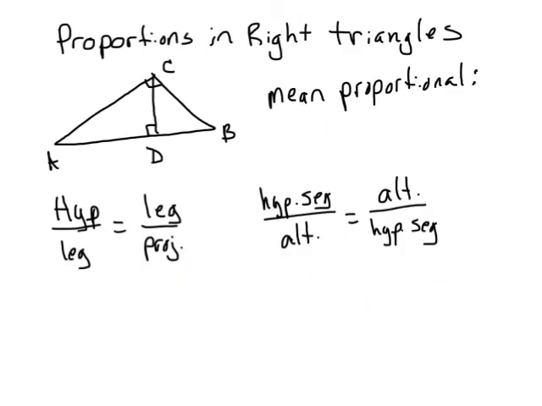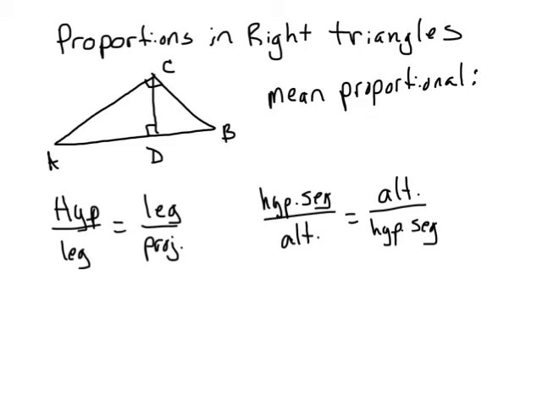The second concept we're going to talk about today and review is the concept of having proportions in right triangles. Here I have triangle ABC, the big triangle, and it's a right triangle. And this is an altitude drawn from the right angle in this triangle. Well, that creates a couple of segments that we call mean proportionals.